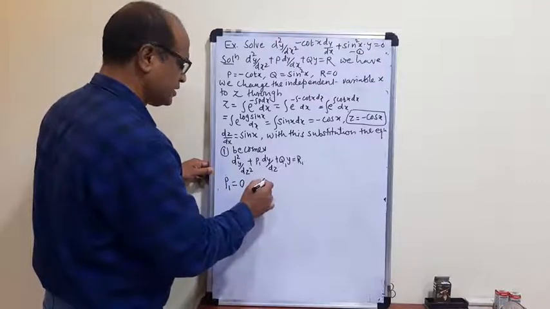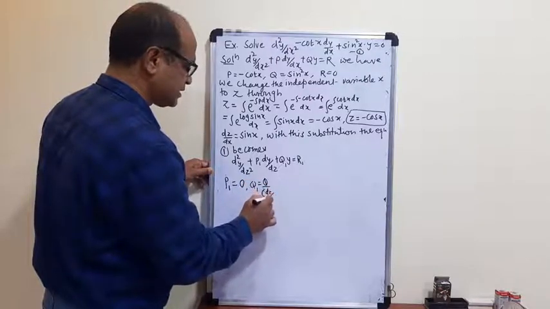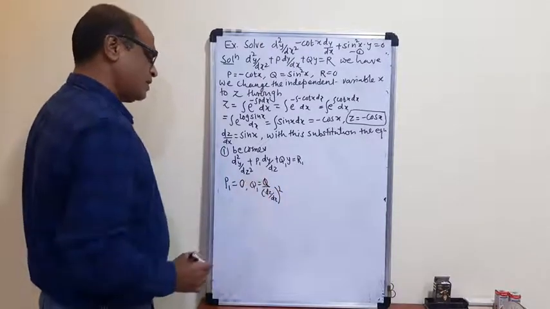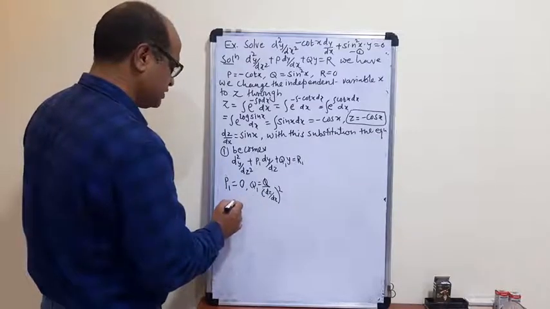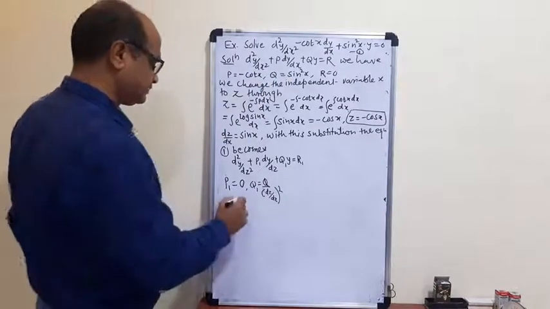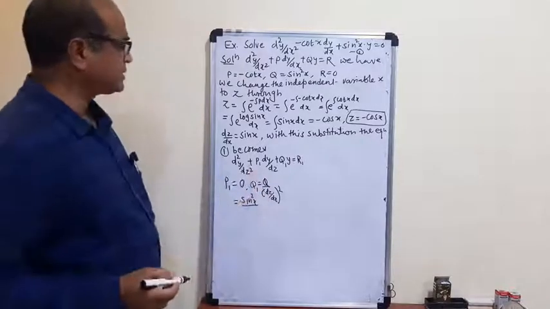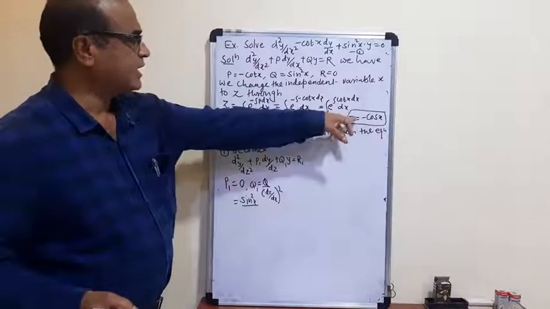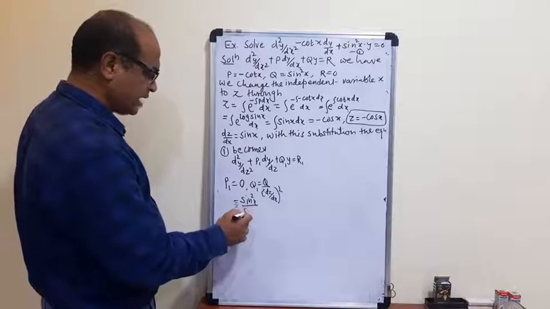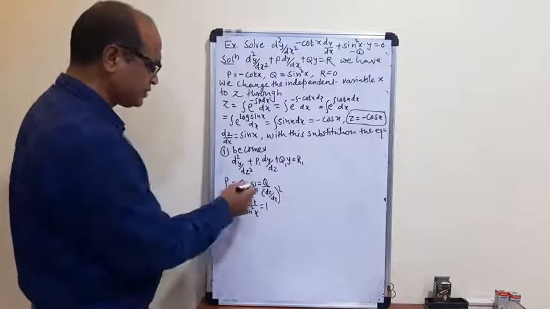Then what is q1? q1 is Q upon (dz by dx) bracket square. Remember this formula. What is Q? Q is sin square x, divided by, what is dz by dx? dz by dx is sin x. So (dz by dx) bracket square means sin square x. So sin square x divided by sin square x is 1. So q1 is 1.